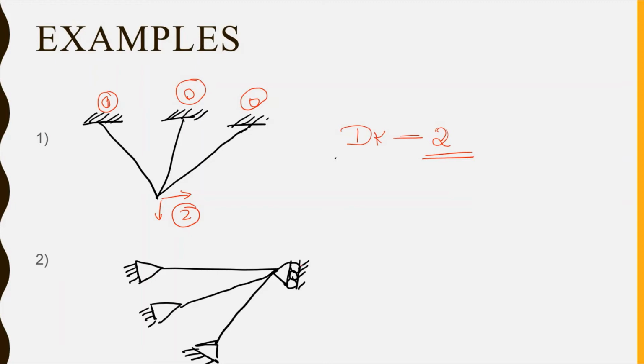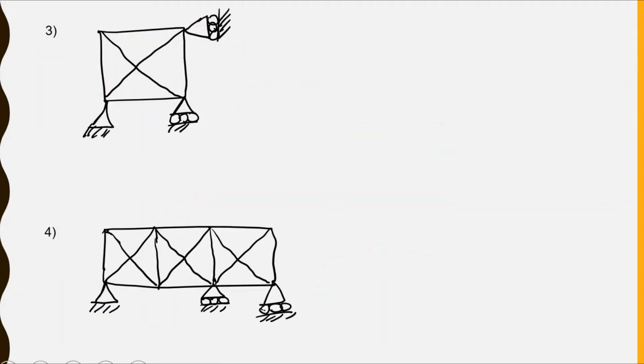Okay. Now coming to the next example. In this example, we have 4 supports. 3 of them are hinge supports, at which the degree of freedom is 0, and a roller support, which has 1 degree of freedom. So the total degree of freedom of this is 1. Now coming to the third example. In this example, we have 3 supports: one hinge support with 0 degree of freedom, another roller support with 1 degree of freedom, and a free joint which can have 2 degrees of freedom.